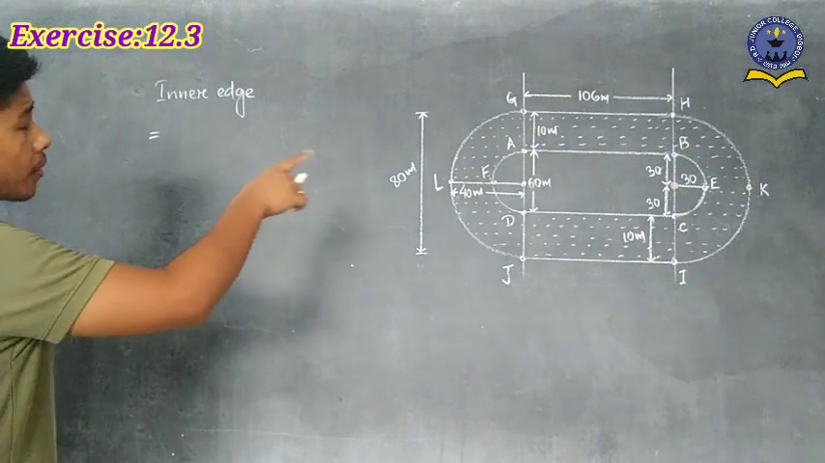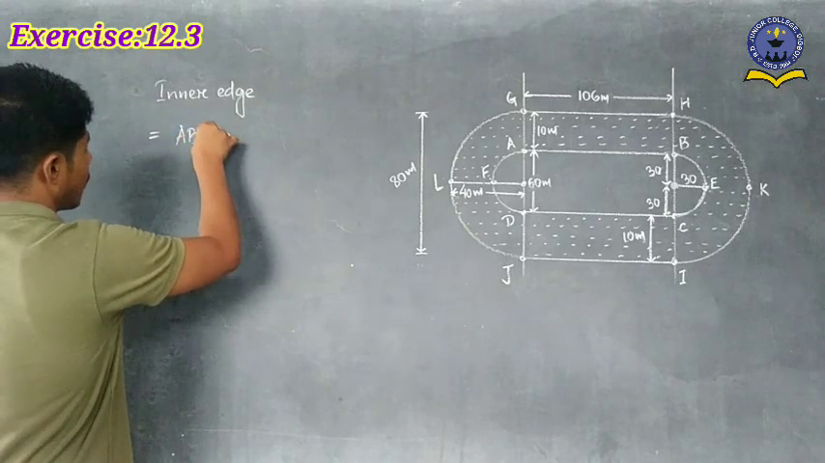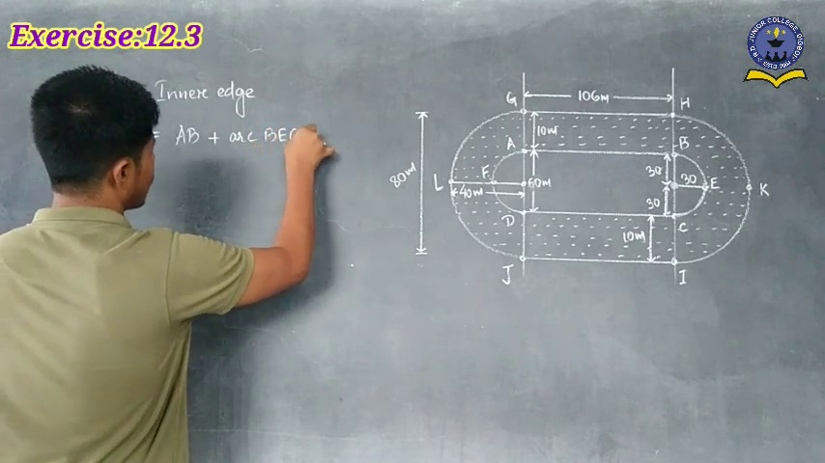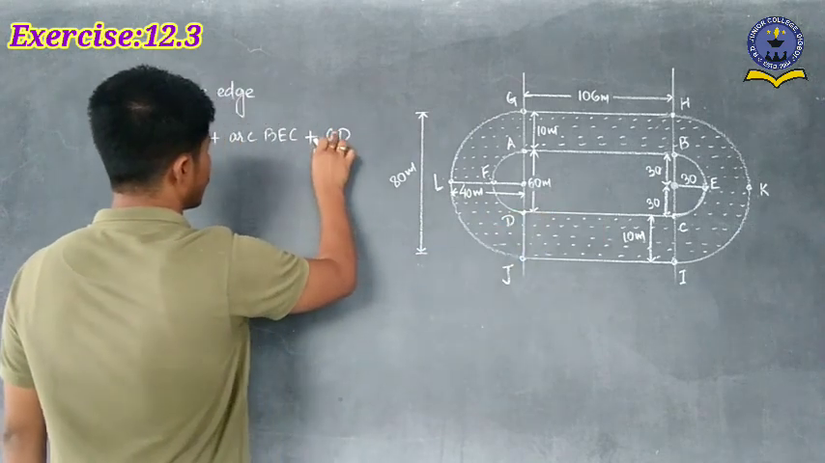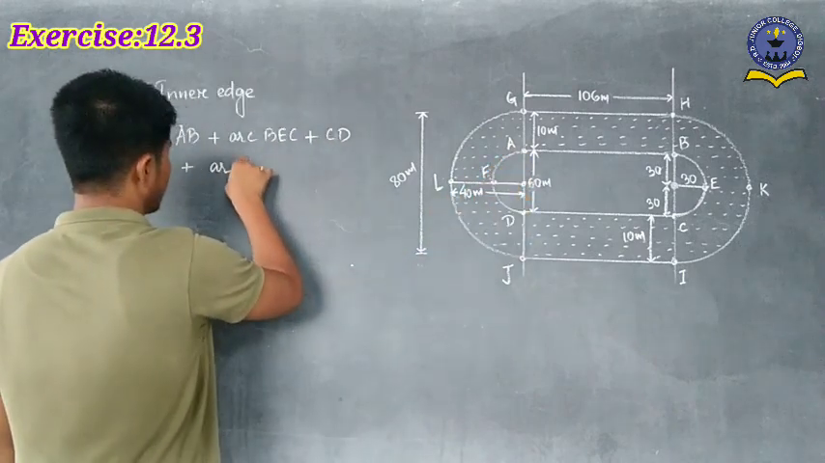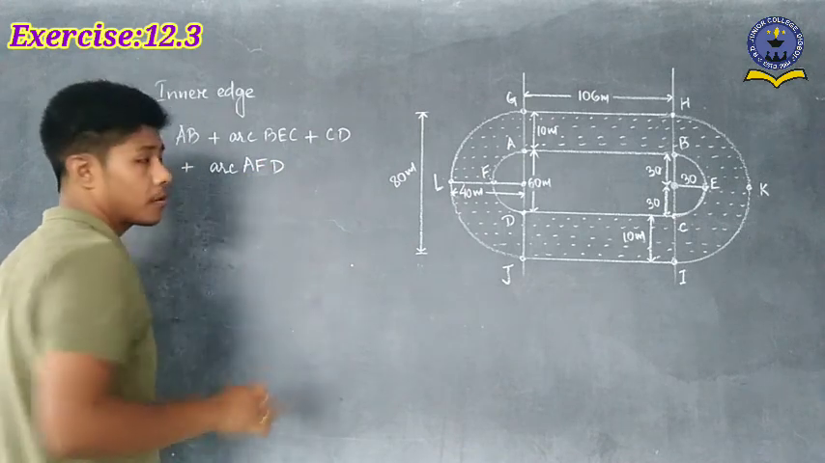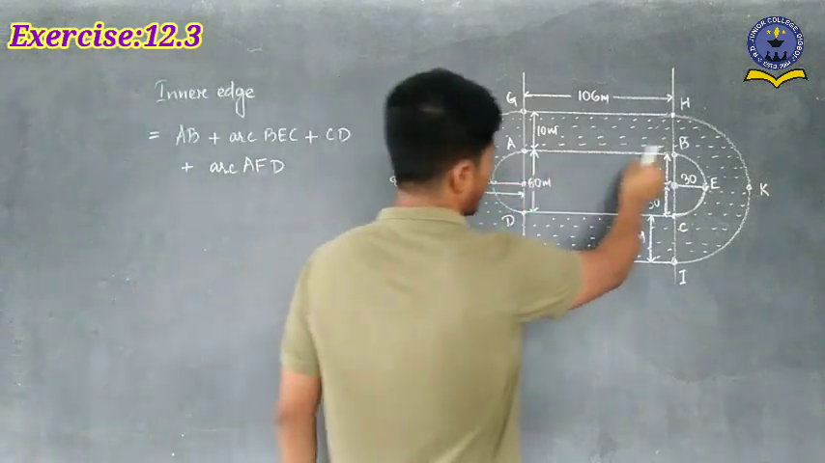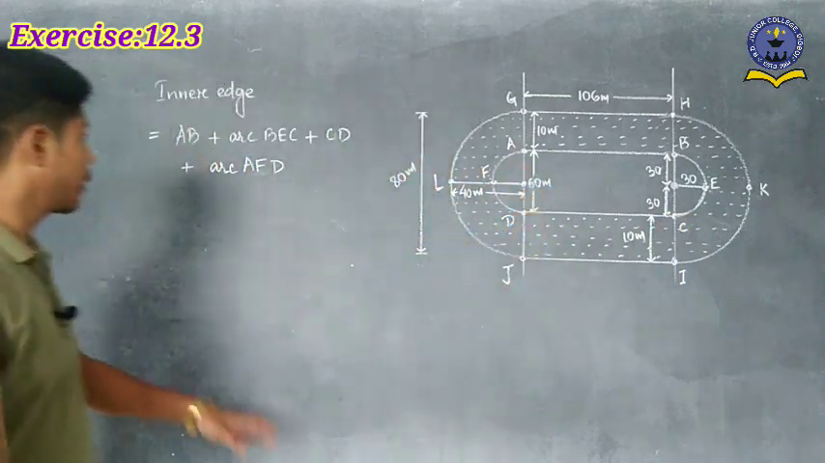So inner edge equal to what you have to write? First of all, AB, the length of AB plus arc BEC plus CD plus arc AFD. All of you understood this one? So simply if you write in this way, then we get the answer here. What you have to do? Length AB, arc BEC, then CD length, then AFD. I think all of you understood this one.